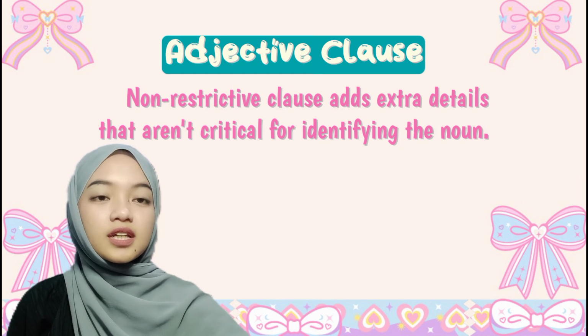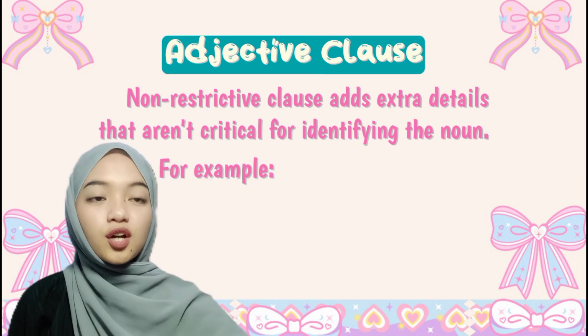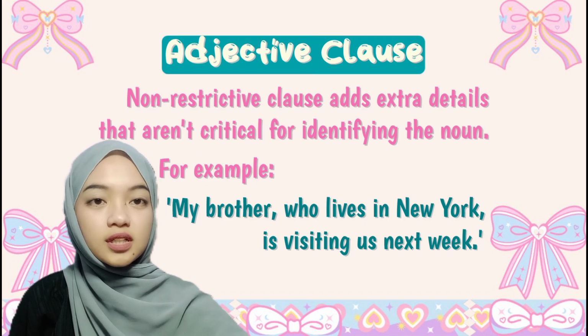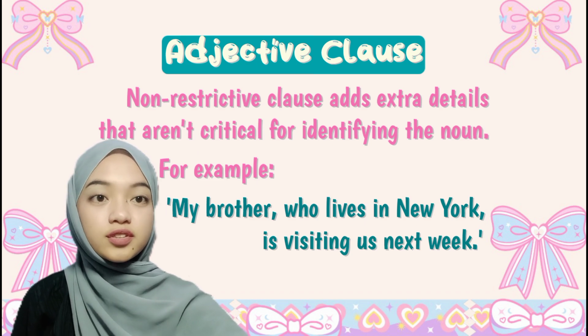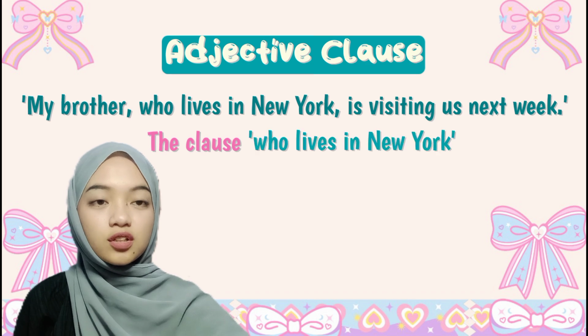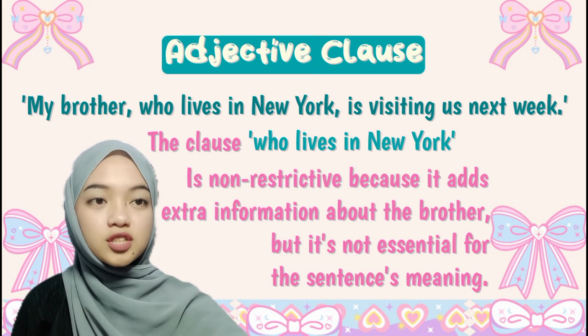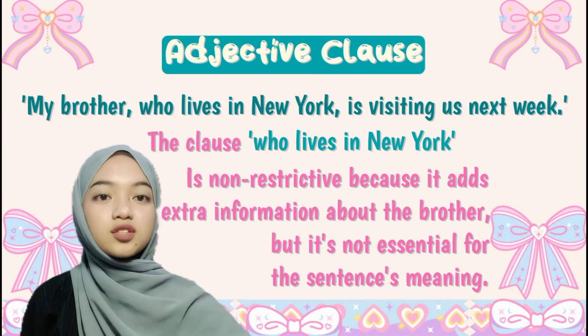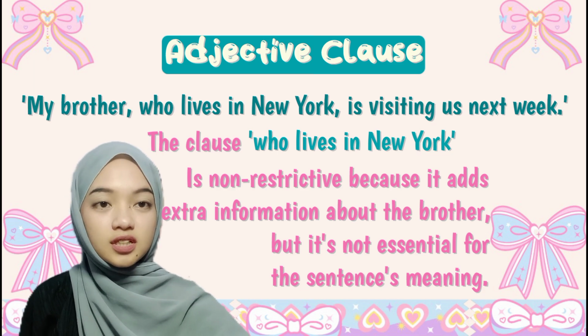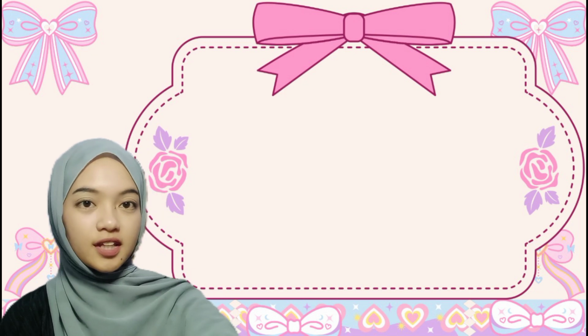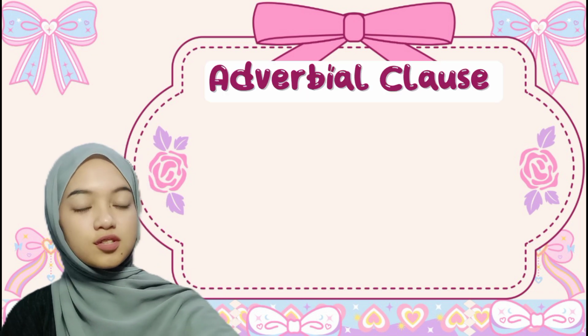For example, in the sentence, my brother, who lives in New York, is visiting us next week. The clause, who lives in New York, is non-restrictive because it adds extra information about the brother, but it's not essential for the sentence's meaning. Finally, we have adverbial clauses.